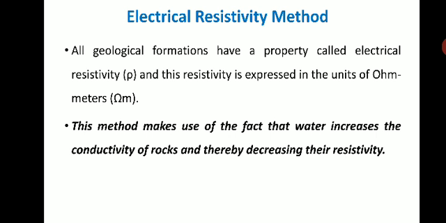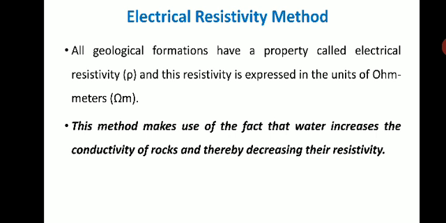So what is meant by the electrical resistivity method? All geological formations have a property called electrical resistivity, and this resistivity is expressed in terms of ohm meters. So the unit of resistivity is ohm meter. When we pass current into the ground, the different materials behave differently, depending upon their properties.